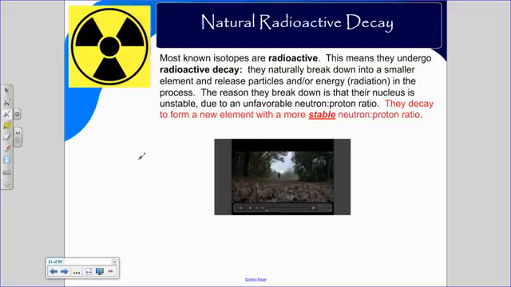Radioactivity literally means for the nucleus to decay and lose energy as it does so. Radioactive elements naturally break down into smaller elements and release particles and/or energy in the process. The reason nuclei break down is because they have an unstable nucleus, meaning their proton to neutron ratio or neutron to proton ratio is not conducive to maintaining stability. When elements decay, they decay to form a new element that is more stable, with a more stable proton to neutron ratio or neutron to proton ratio.